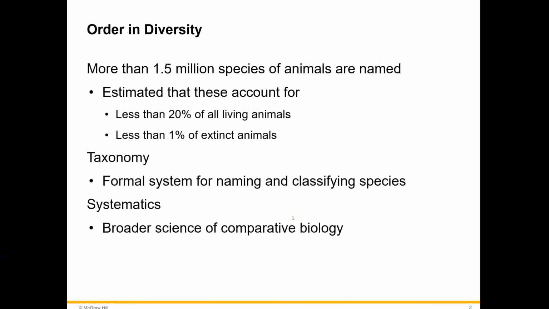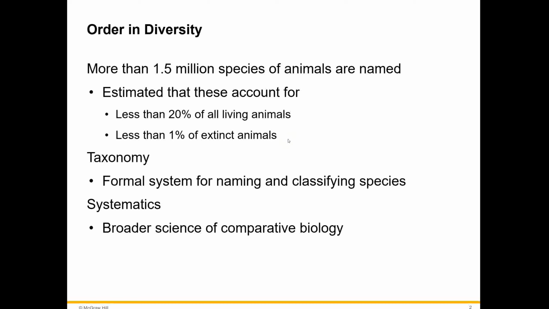But we have described a great number of different species, a great number of different genera as well, but even with all of these animals that we have named, it's a pretty small fraction. It's estimated that it's less than 20% of living animals, and it's almost certainly less than 1% of all animals. By which I mean very few extinct animals have been described. There are a number of reasons for that.